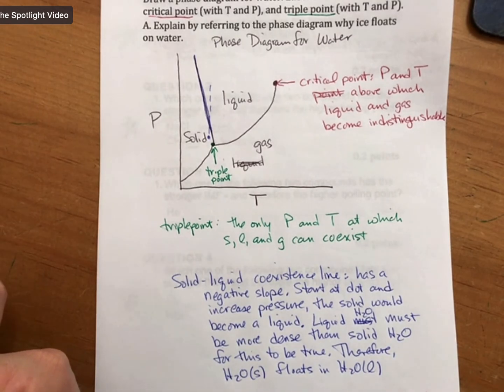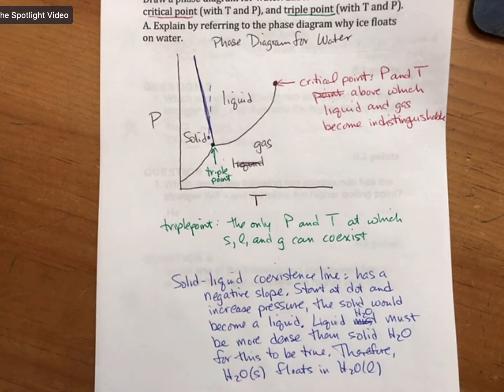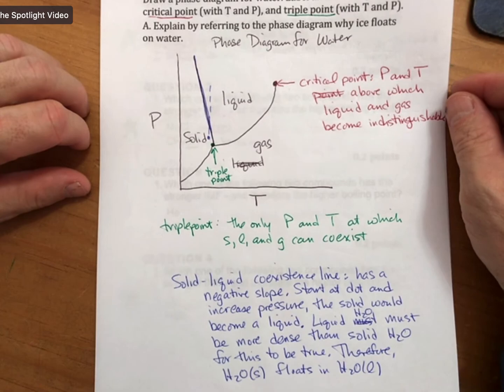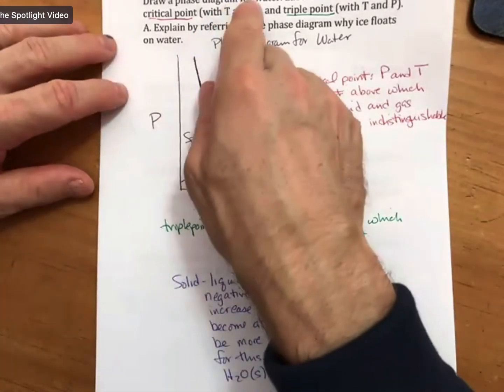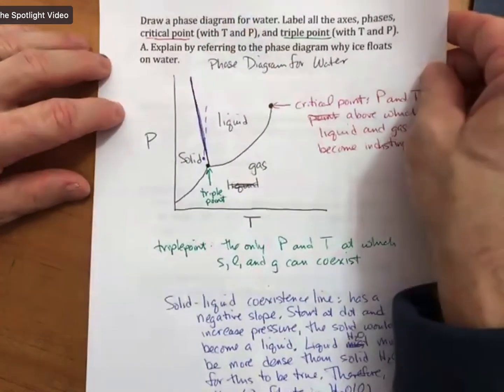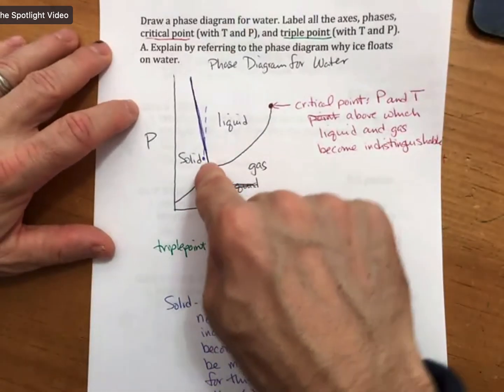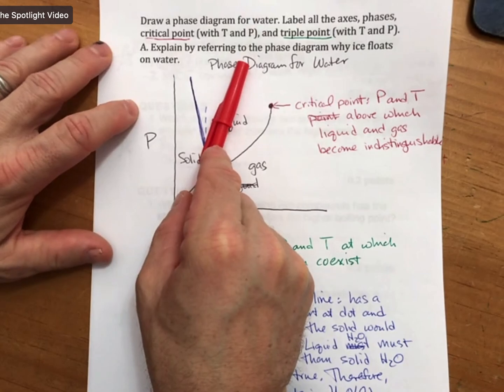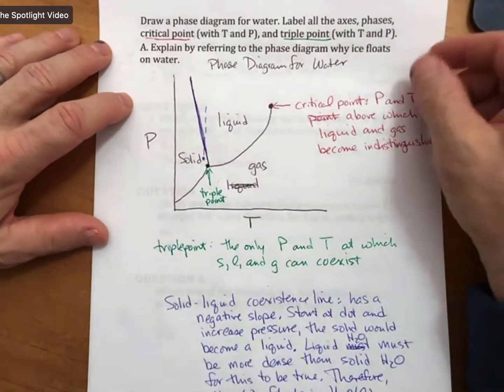Any questions about it? Any other questions? If on the homework you get not water but carbon dioxide, the only difference is this line would have a positive slope. Otherwise, it's the same picture. And you'd have different temperatures too.